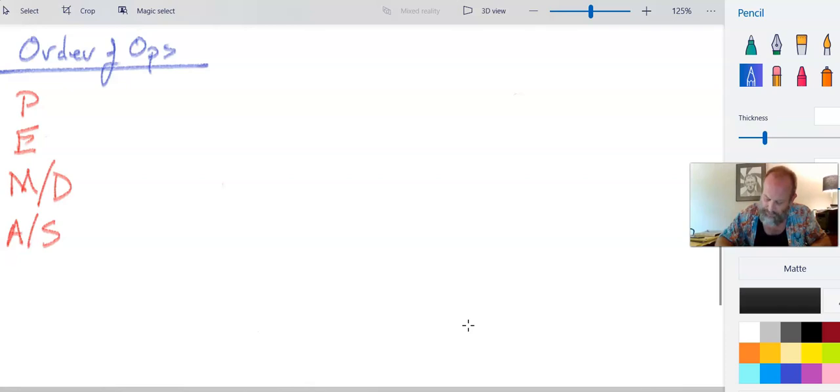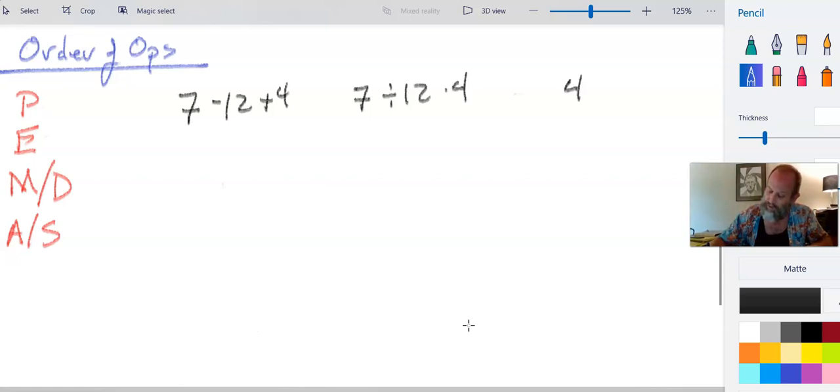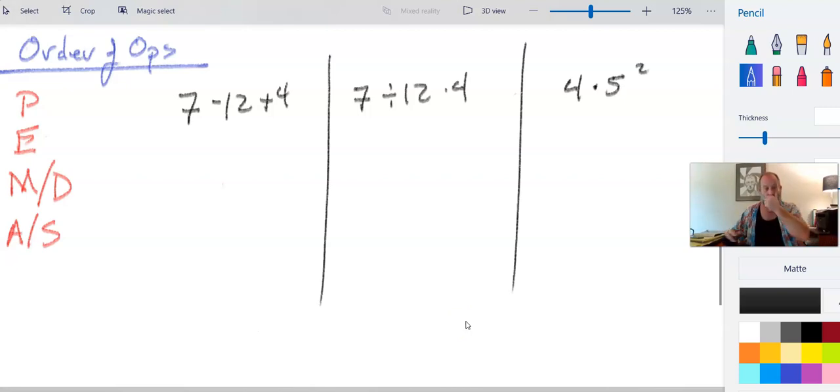So these first ones are pretty straightforward here. So we got 7 minus 12 plus 4, 7 divided by 12 times 4, and 4 times 5 squared. Okay, so those are your 3 problems to work on. So go ahead and pause here.